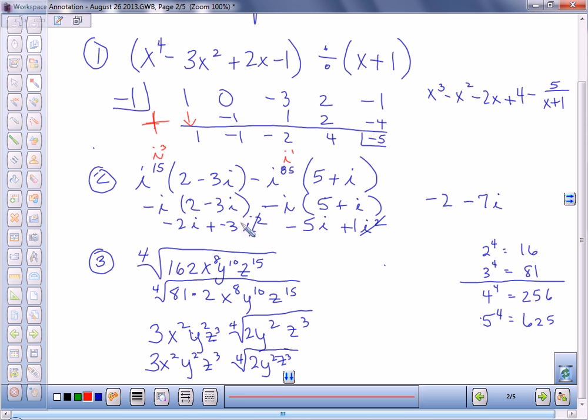And then we distribute, and we say, hey, I got an i squared. i squared is going to change that sign. It's going to take that negative 1 and make it a positive 1. And then simplify. Any questions about number 2?